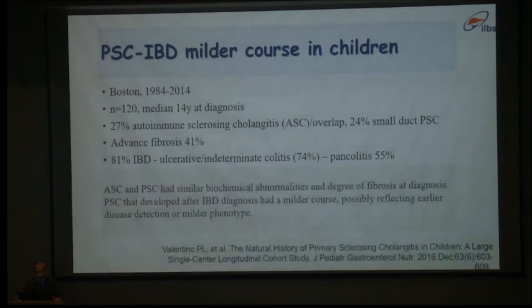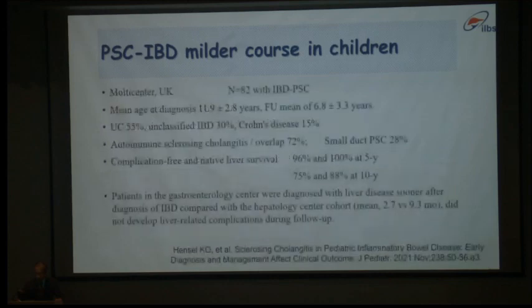So they mentioned that ASC and PSC, that is autoimmune sclerosing cholangitis, whether overlap or isolated PSC, had similar biochemical abnormalities and degree of fibrosis, and PSC that developed after IBD diagnosis had a milder course. So this was the conclusion. I will come to this later also, what was the postulate as per the other studies.